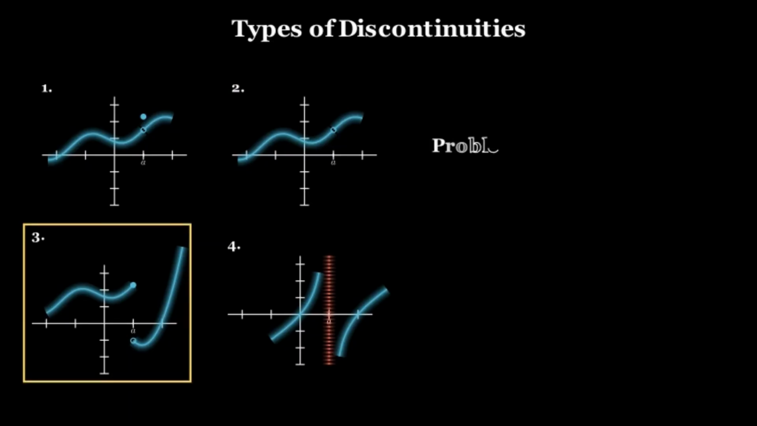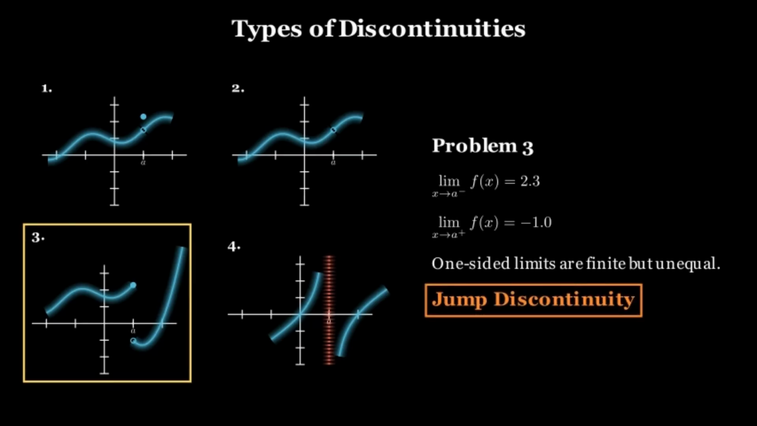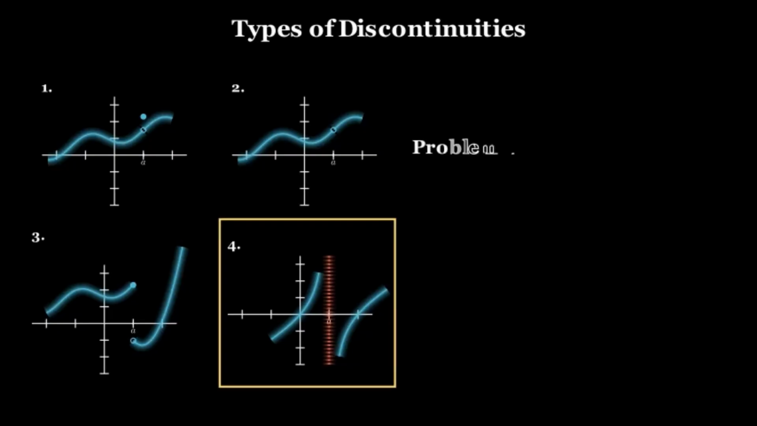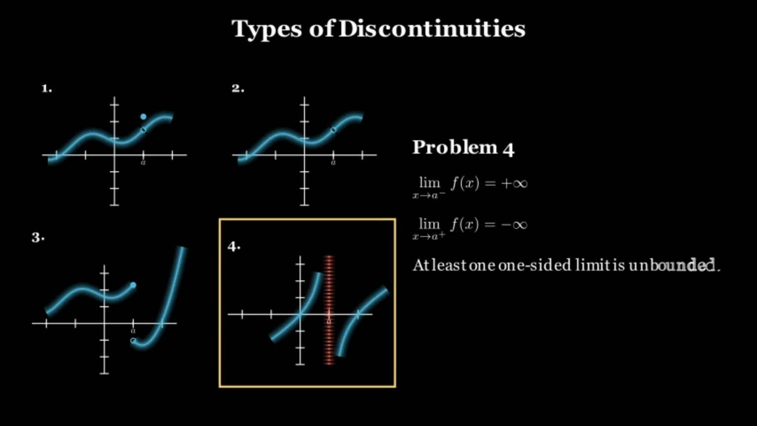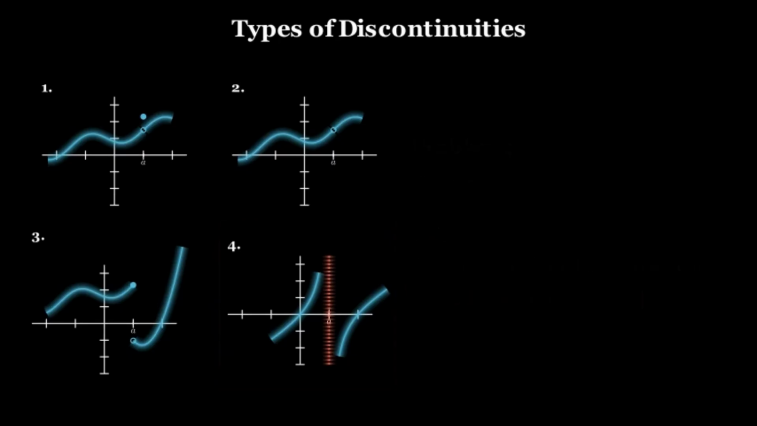And in the third problem, the function jumps. So you can see the left function and the right function do not agree. This means it's a jump discontinuity. And lastly, we have two functions going to infinity, but on opposite ends, though you only need one. And this is called the infinite discontinuity, or unbounded behavior.